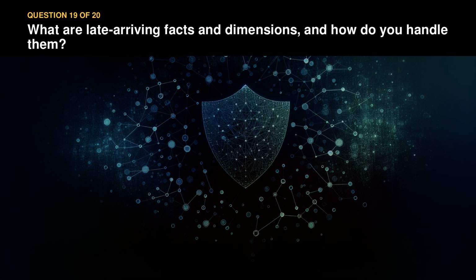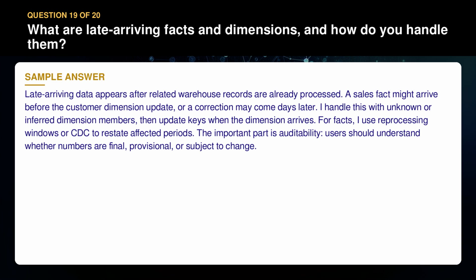Question 19. What are late arriving facts and dimensions, and how do you handle them? Late arriving data appears after related warehouse records are already processed. A sales fact might arrive before the customer dimension update, or a correction may come days later. I handle this with unknown or inferred dimension members, then update keys when the dimension arrives. For facts, I use reprocessing windows or CDC to restate affected periods.